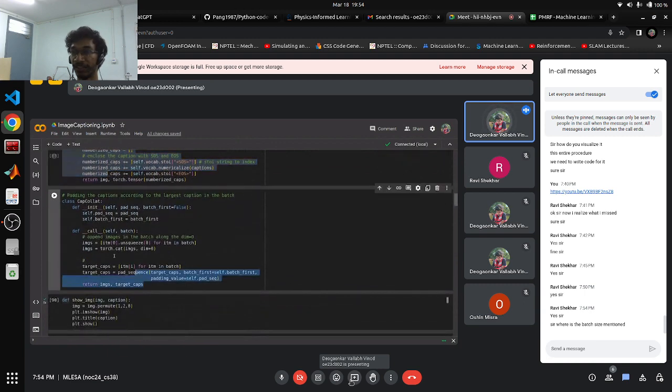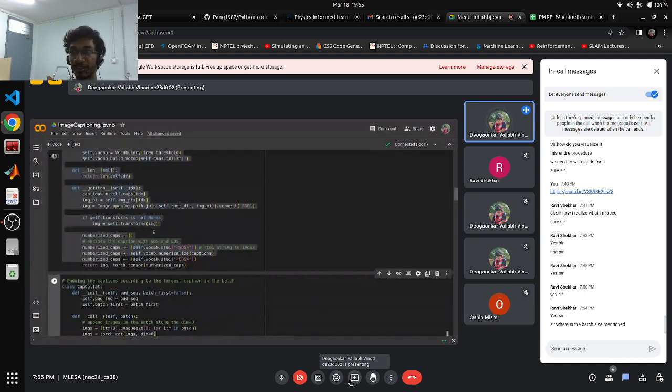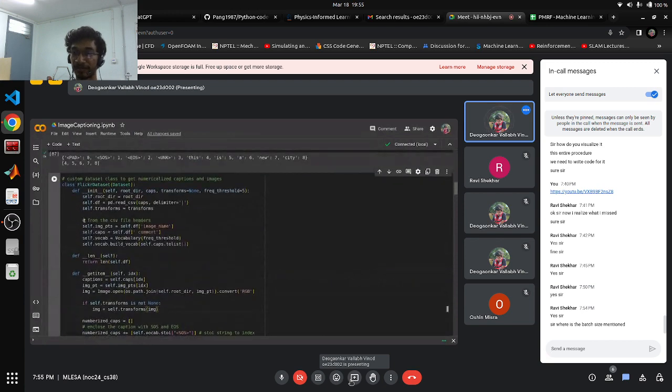Okay. Then this part is actually for... where is the batch size mentioned? I will mention it later in the code. I'm only defining the functions. Okay.